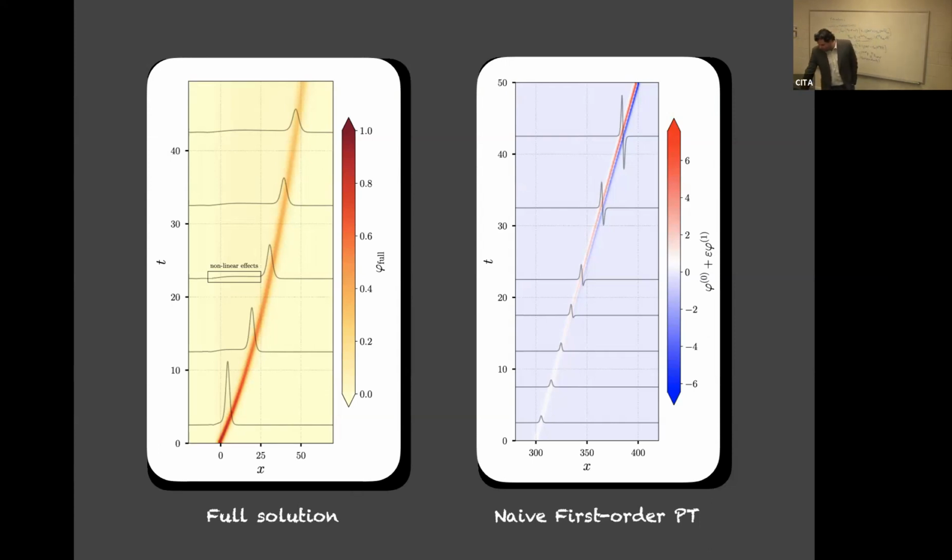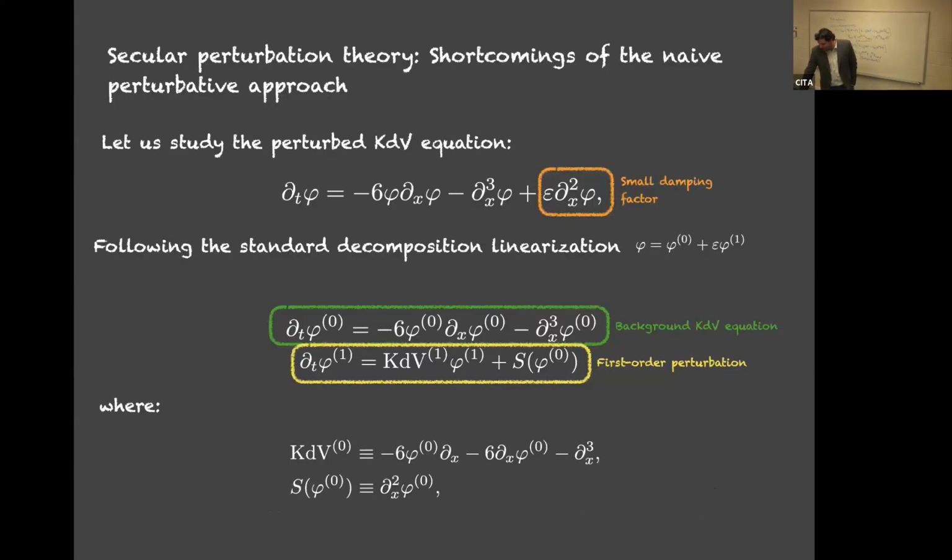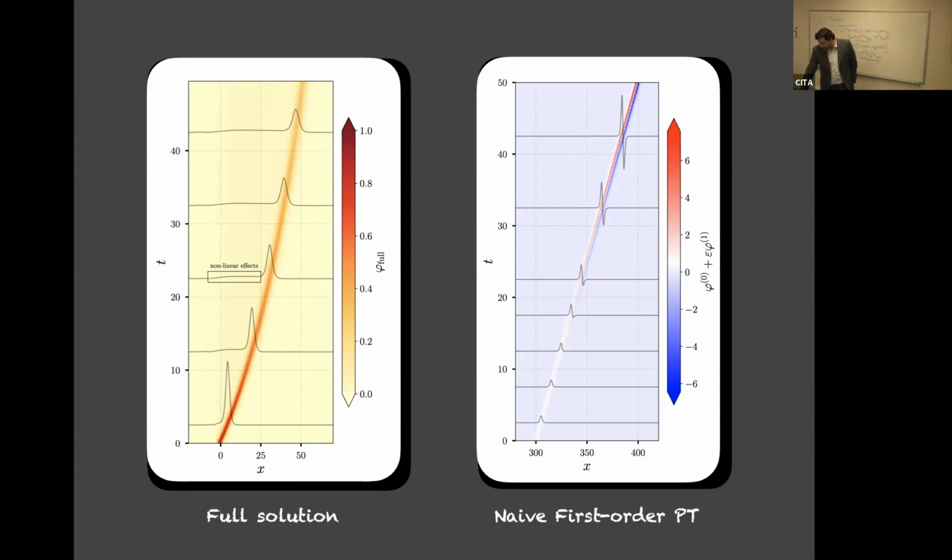So if we do naive perturbation theory, which implies saying that the full solution is something like the background solution plus epsilon times the first order correction, what is going to happen is that up to some amount of time, the solution is going to work well. Eventually, you're going to see even decay of the solution. But if you wait for sufficiently long, eventually the solution will break. The amplitude will break and the phase will break. The first thing that is going to break is the amplitude.